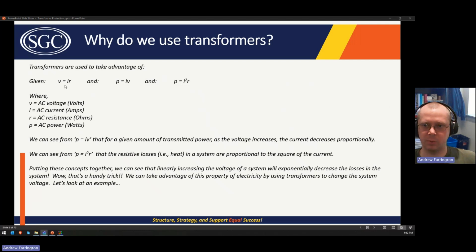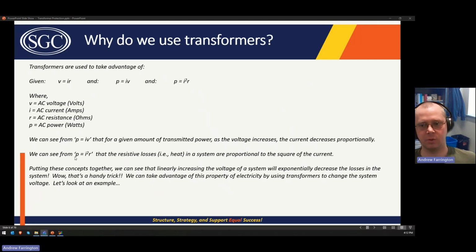So if we go back and we have these properties of Ohm's law, where V, the voltage, is equal to the current times the resistance, and power is equal to the current times the voltage, and power is also equivalent to the current squared times the resistance. It's just substituting this into that equation. We can see that for a given amount of transmitted power, as the voltage increases, the current decreases proportionally.